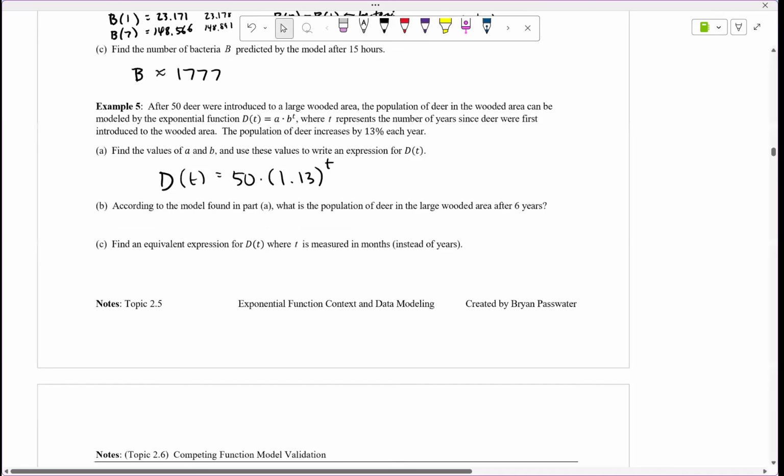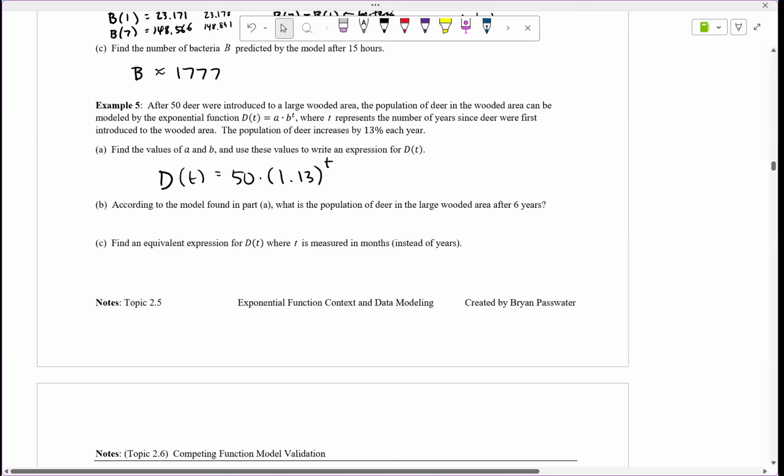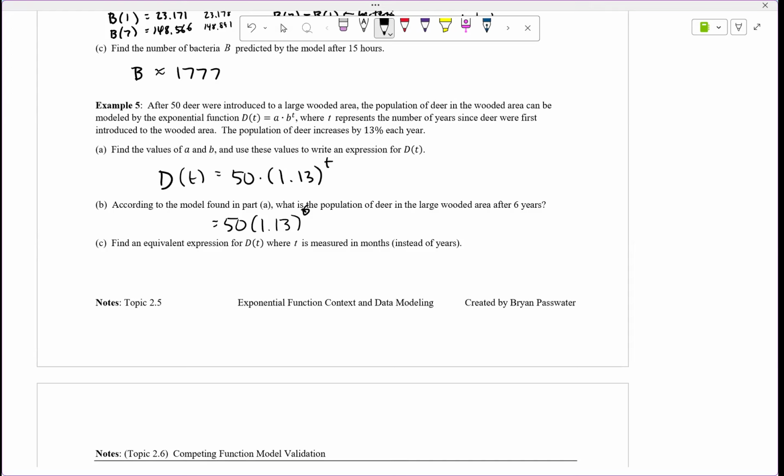So growing exponentially. According to the model found in part A, what's the population of deer in the large wooded area after 6 years? For this, it would be appropriate to do by hand up to a certain point. This is about as far as you should go. By hand, and then you get your calculator, calculate the number, and round. Should we round to the nearest integer? Yes, you can't have a part of a deer. We're talking about living deer. I got the answer. The answer is, oh god.